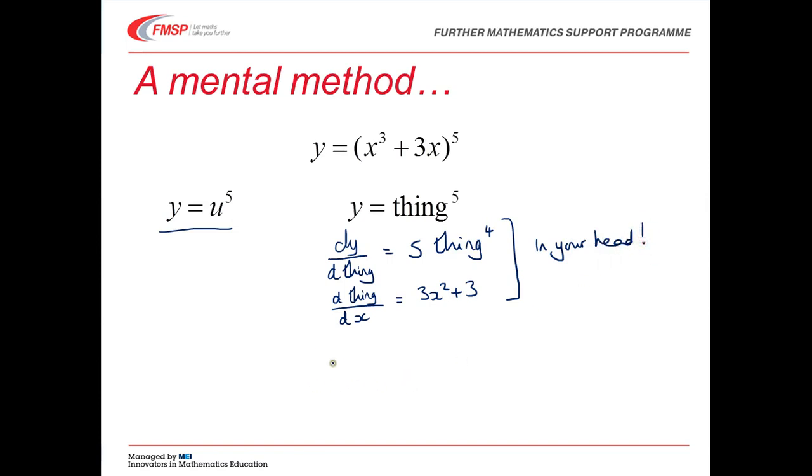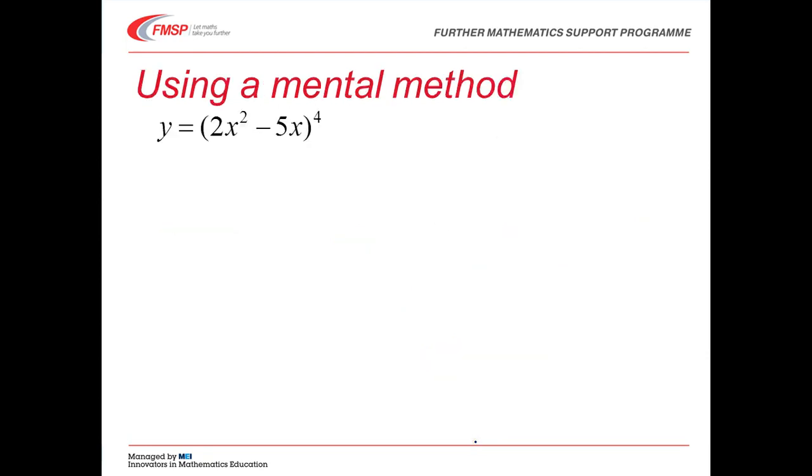So now let's actually look at what we get doing the whole lot in your head. dy by dx. So I've got thing to the 5, so that's 5 thing to the 4 multiplied by differentiate the thing, 3x squared plus 3. I'll do a couple more examples before you have a go at doing one yourself.